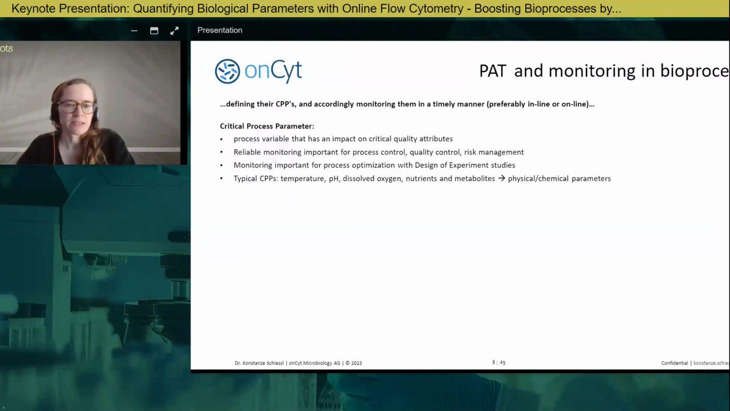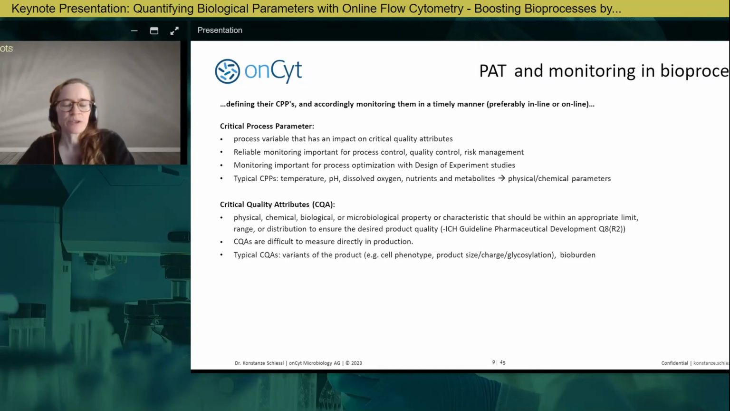So let's quickly talk about the CPPs. These are things that critically influence your process. So it's a process variable that has an impact on really important quality attributes, and these things need to be monitored. And nowadays they are also monitored really in real time. So typical critical process parameters are temperature, pH, dissolved oxygen, nutrients, and metabolites. So these are physical and chemical parameters, and I'm sure you all know about pH sensors. So these things are really standard in manufacturing processes.